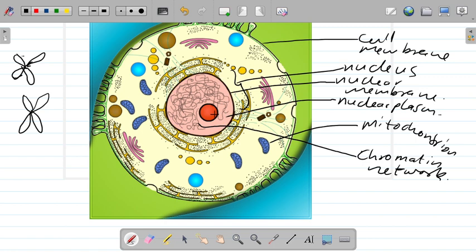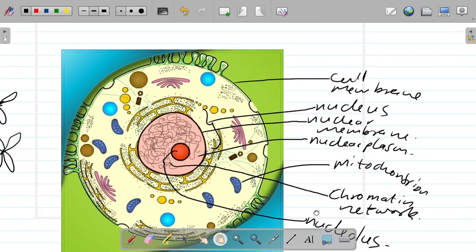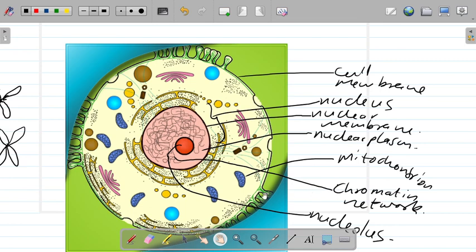And then we have this other part called the nucleolus. The nucleolus is inside the nucleus. So in a nutshell, this is a revision of the cell. I just wanted you to do a quick revision of the cell before we enter into DNA.